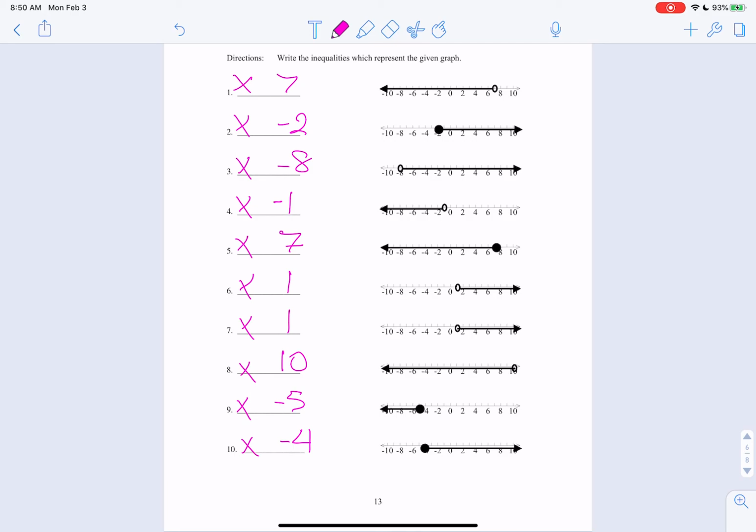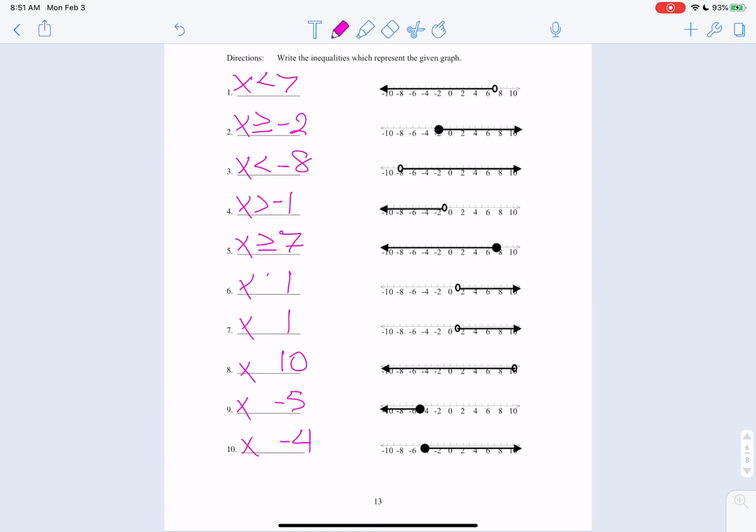So in the first one, X is the number smaller than 7. So that means X is less than 7. The bubble's open, stays like that. For 2, X is greater than -2 and it's filled in. For 3, X is greater than -8 but not equal to because the bubble's open. For 4, X is smaller than -1, but the bubble's open, so not equal to. For 5, X is smaller than -7, but also can be equal to because the bubble's filled in.